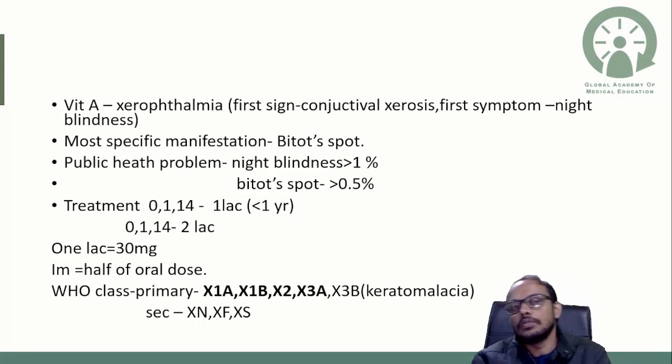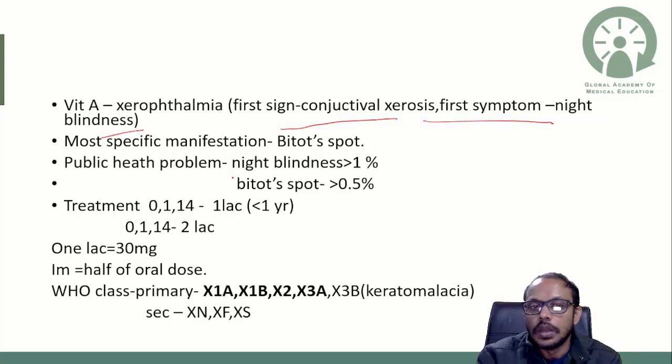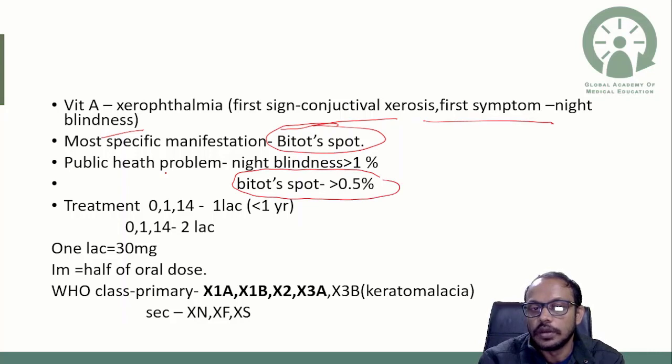you have to learn what causes vitamin A deficiency and what disease is caused by it, that is xerophthalmia. The first sign is conjunctival xerosis, and the first symptom is night blindness. Okay, the most specific manifestation is the Bitot spot, and when Bitot spots are present in more than 0.5% of the population, it is called a public health problem of vitamin A deficiency. Night blindness in more than 1% is also a public health problem.